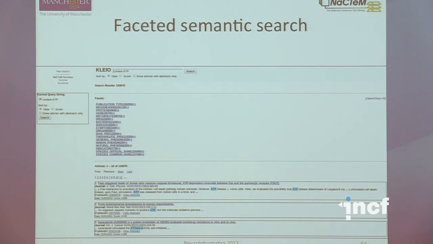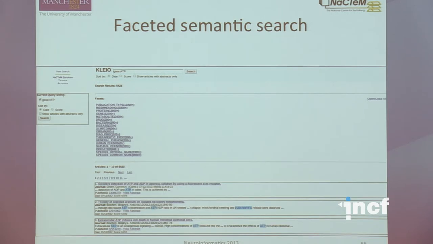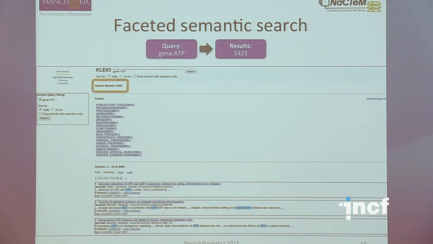So, for instance, if my first query is ATP, you have about 11,000 or 13,000 documents, which is a lot. But if you specify here and you put gene, you have much less results or documents, substantially less.